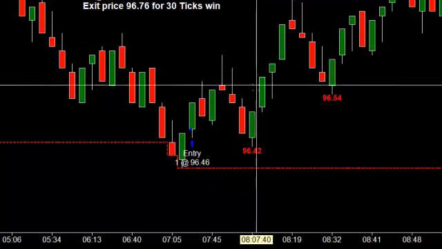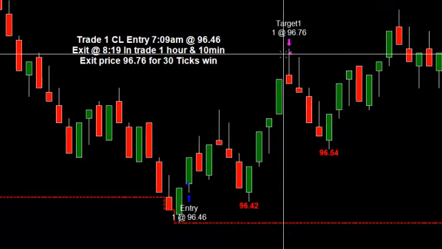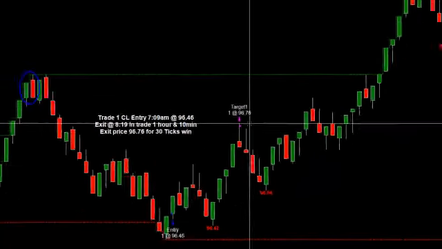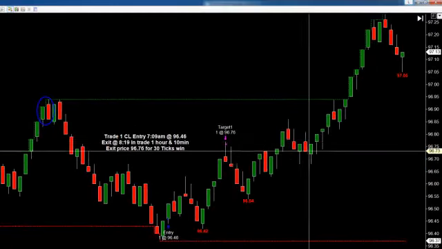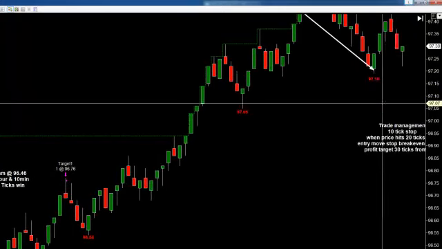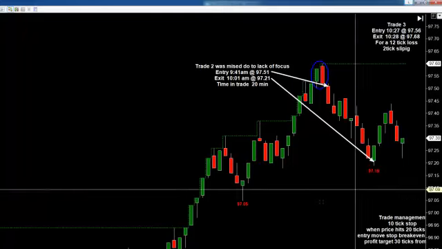It goes on up. It goes 1 tick past my profit target, to the limit order at 96.76, and fills me. Right now I'm up $300.